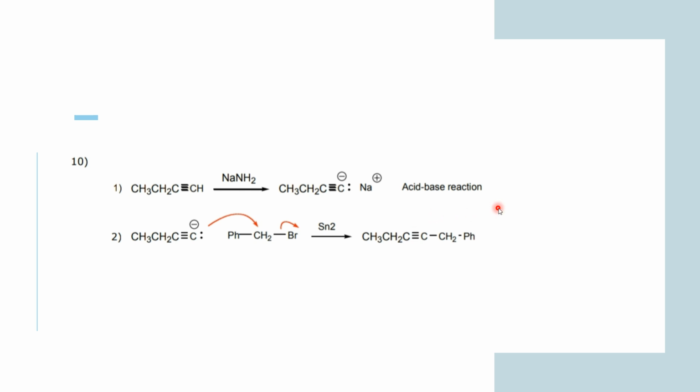Like I said, the first step is an acid-base reaction. The base will abstract the proton, forming a carbanion. Sodium will be the counter cation of this carbanion. And then upon addition of benzyl bromide, the carbanion will attack the primary carbon center, knocking out the bromide ion. And hence you get this internal alkyne as the product. I hope this was clear.